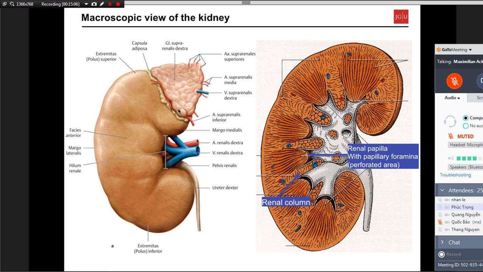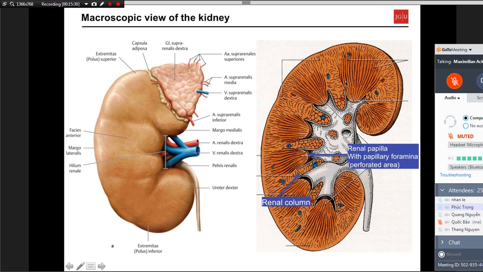Encircled, you find here the adipose tissue, so the fat capsule, and then you have at the hilum the different arteries and the ureter. So you have the right renal artery, the right renal vein, and the ureter.